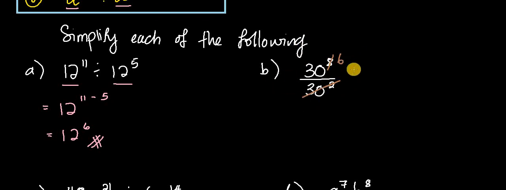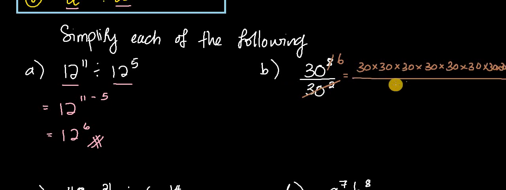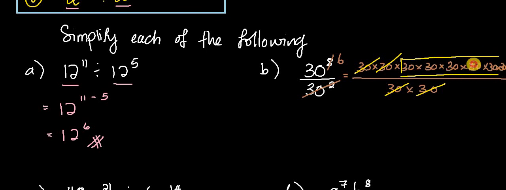Now, another way you can look into this? 30, there are 8 of them. So you can see 30 times 30 times 30 times 30 times 30 times 30, 1, 2, 3, 4, 5, 6, 7, and 8. And at the bottom, there are 2 30s. When you cut, if at the bottom you cut 1, on top you cut 1. Bottom you cut 1, on top you cut 1. And if you notice at the top, only 6 of the 30s are left, 1, 2, 3, 4, 5, 6. So this is another way you can look at it.